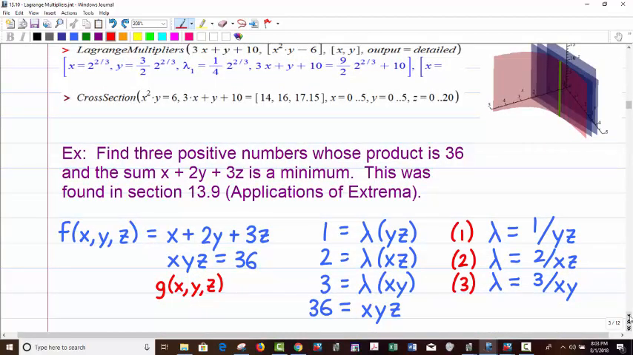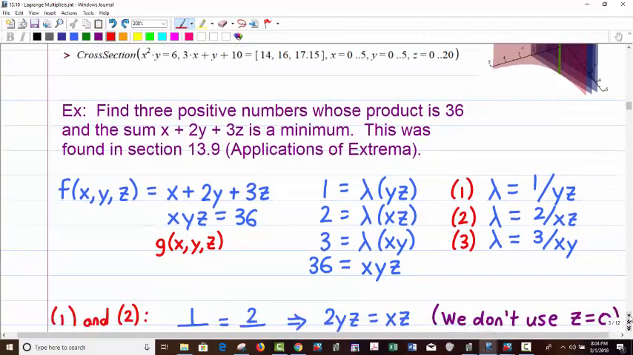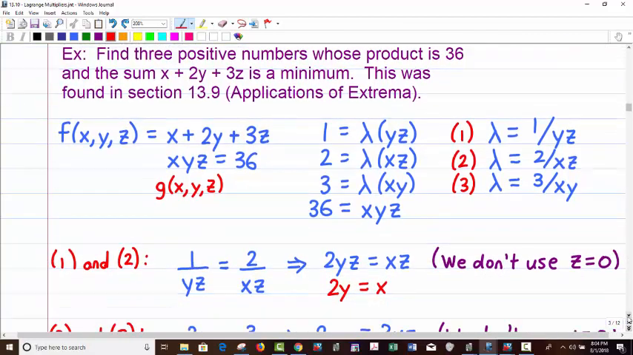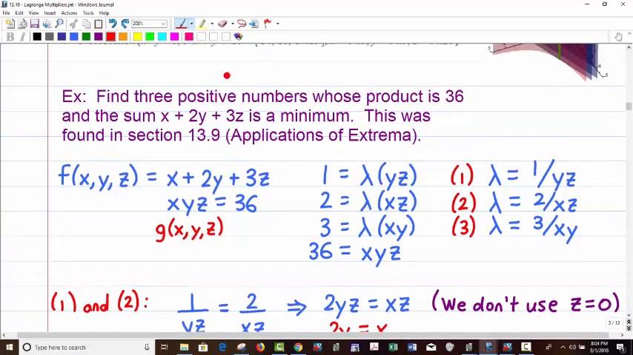Now here's another problem that was done in the section on applications of Extrema, and we're going to now apply Lagrange multipliers. Let's see. Positive numbers, so you can eliminate anything that's 0 or negative. So the product of the three numbers is 36, so xyz equals 36. And then we're trying to minimize this function, x plus 2y plus 3z.